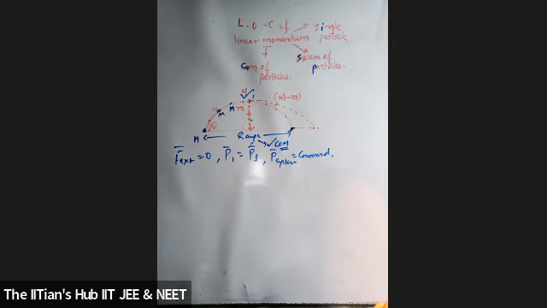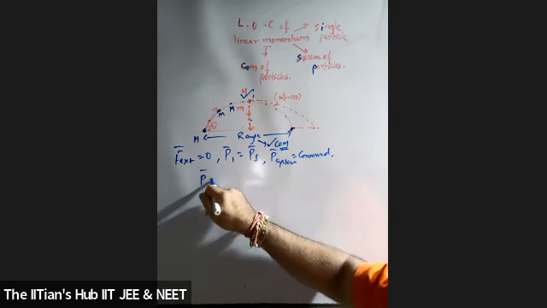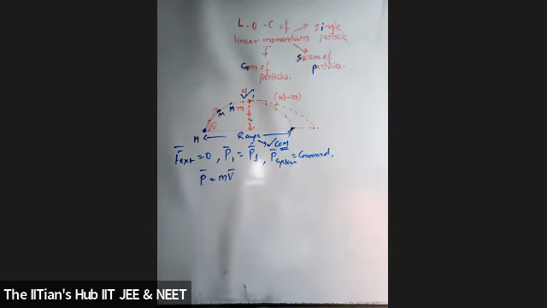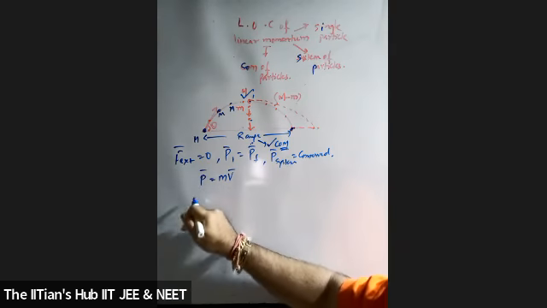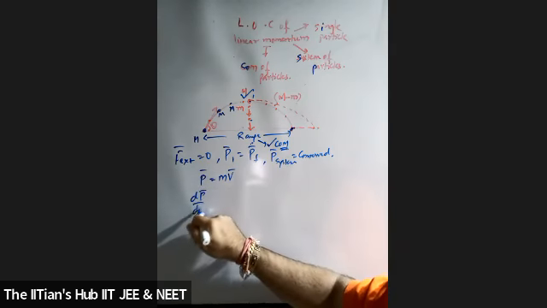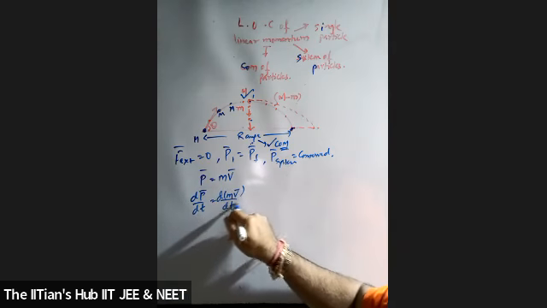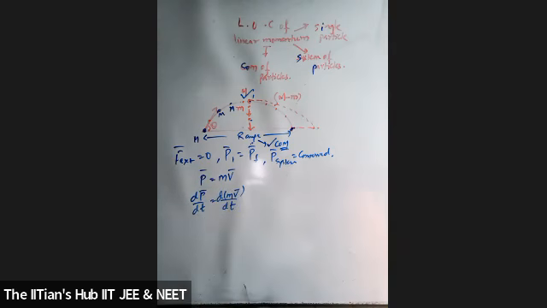So now students, what exactly is momentum given by the formula? Listen carefully. Momentum is given by the formula mass into velocity. Differentiating both sides with respect to time, dp by dt is equal to d(mv) by dt, students. And what is this? Rate of change of momentum.